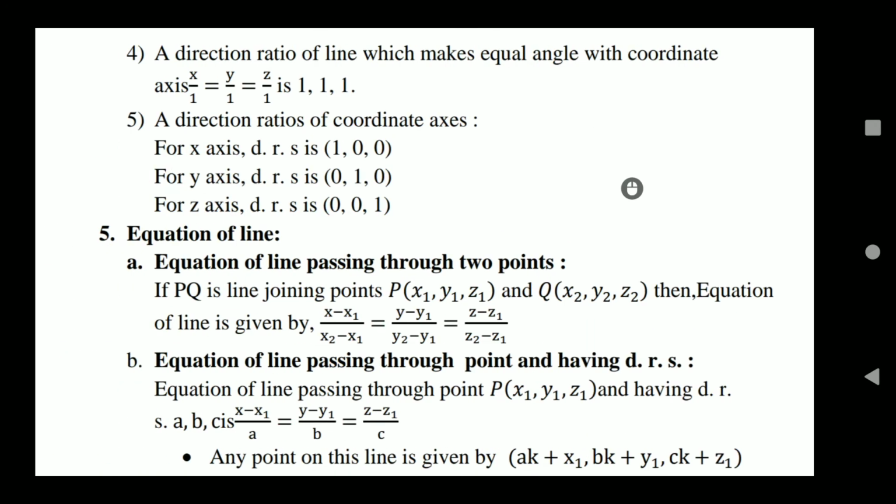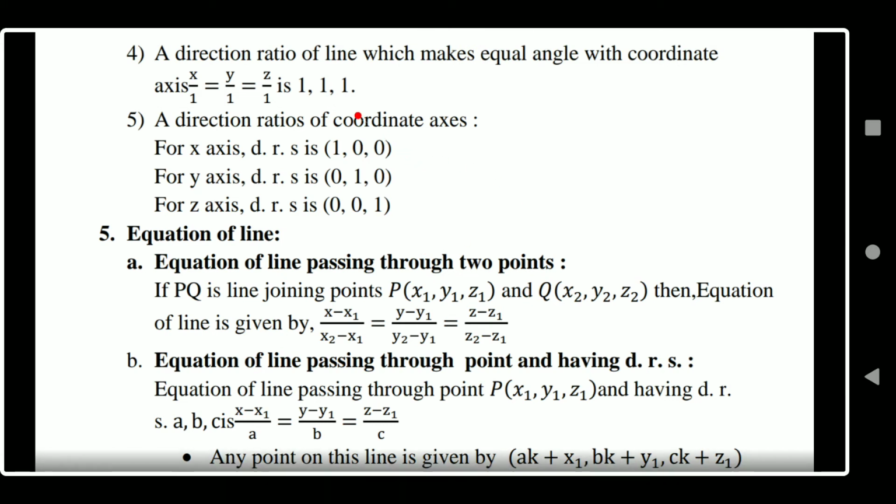Fourth note: the direction ratios of a line which makes equal angles with the coordinate axes, x equal to y equal to z, are 1, 1, 1. The last note: direction ratios of the coordinate axes. For the x axis the direction ratios are 1, 0, 0, for the y axis it is 0, 1, 0, and for the z axis it is 0, 0, 1.